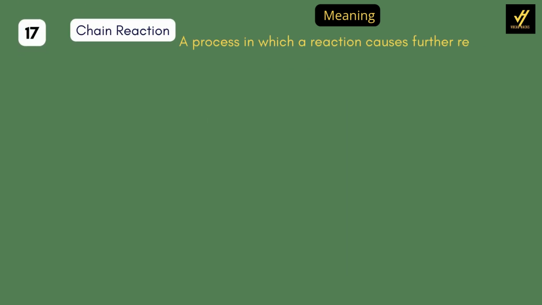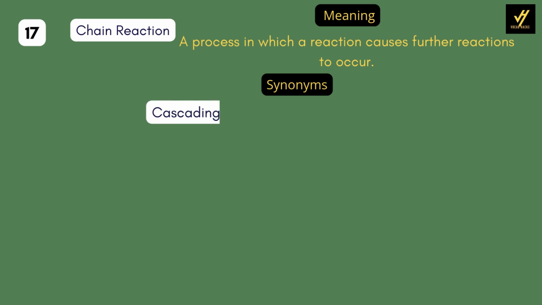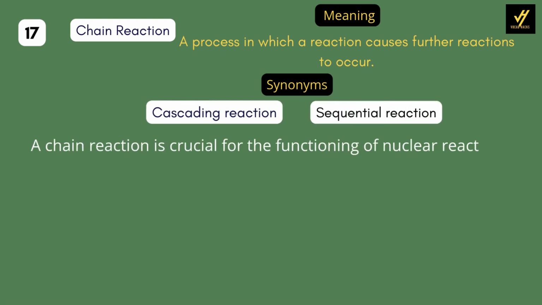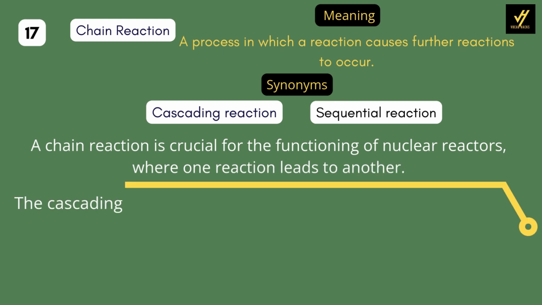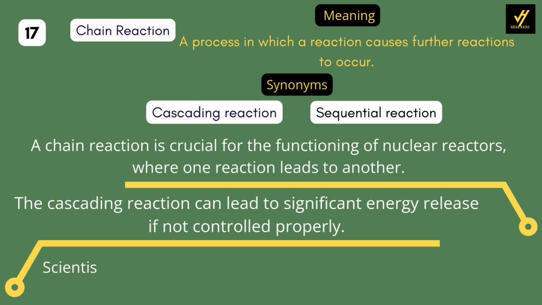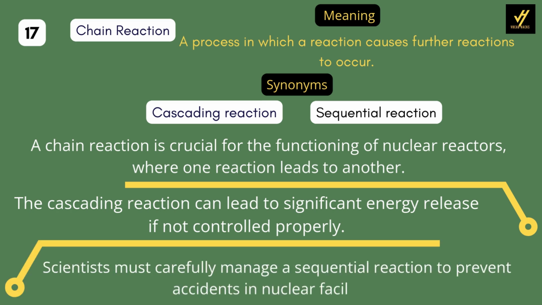Chain reaction, a process in which a reaction causes further reactions to occur. Cascading reaction, sequential reaction. A chain reaction is crucial for the functioning of nuclear reactors, where one reaction leads to another. The cascading reaction can lead to significant energy release if not controlled properly. Scientists must carefully manage a sequential reaction to prevent accidents in nuclear facilities.